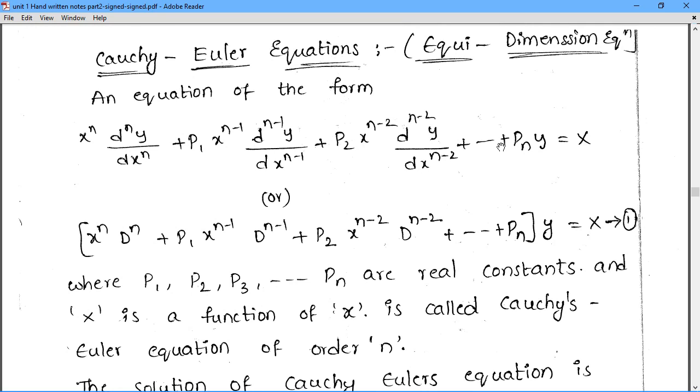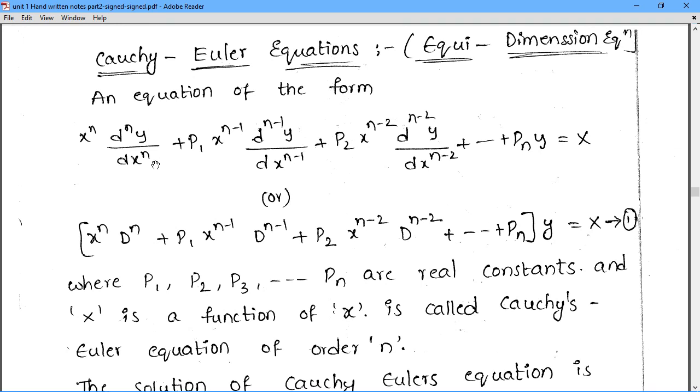or real constants. And the right hand side of the equation, capital X, is a function of small x. This is called Cauchy-Euler's equation, the general form, where y is a dependent variable and x is an independent variable. We have to obtain the complete solution of this Cauchy-Euler's equation, that means the equation satisfying y in terms of x. The solution is y equal to CF plus PI.